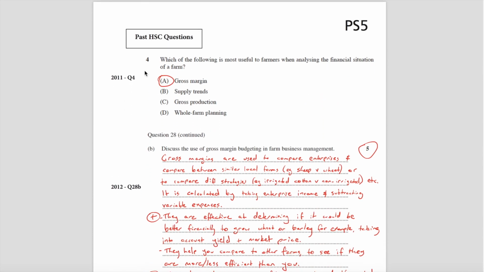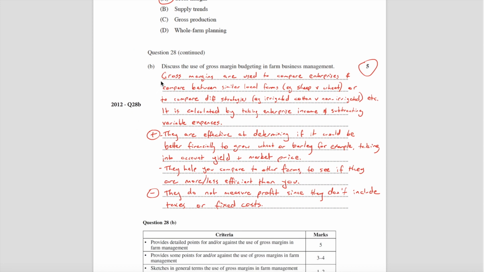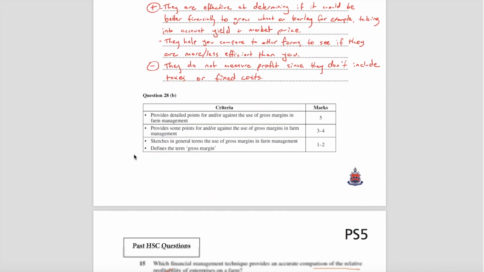In 2011, there was this multiple choice question: which of the following is most useful for farmers when analyzing the financial situation of a farm? The answer is gross margin. Here it says discuss the use of gross margin budgeting in business management. So I've given you an outline of what gross margins are and how you calculate it. And then I've given positives and negatives, and I've clearly included those as positives and negatives to discuss here. And I've given sufficient information because you need to give detailed points. So I've done that there for 5 marks.